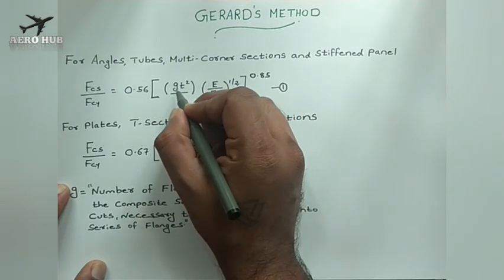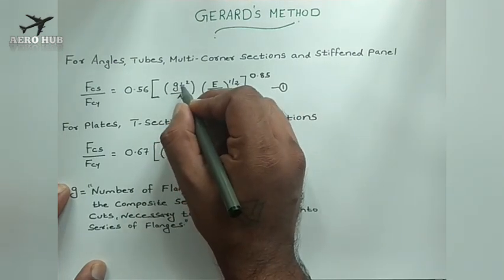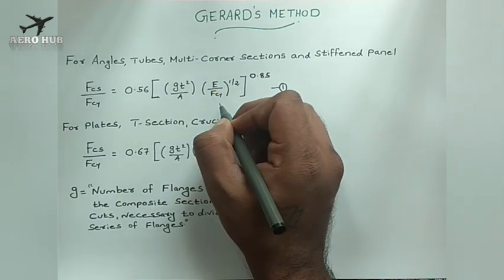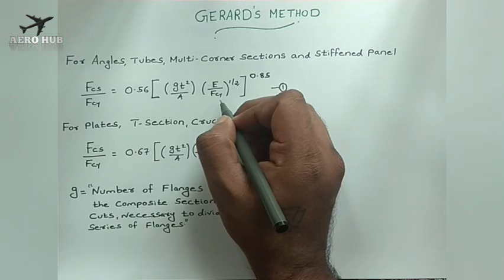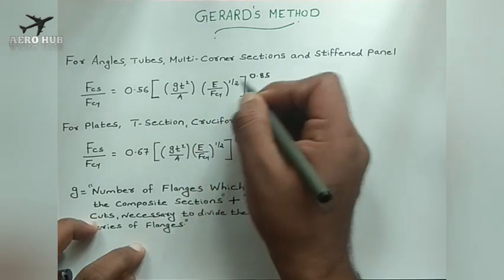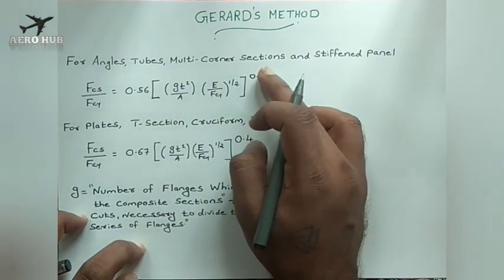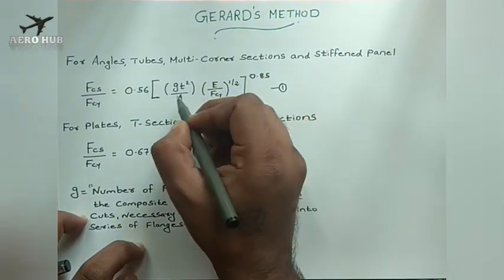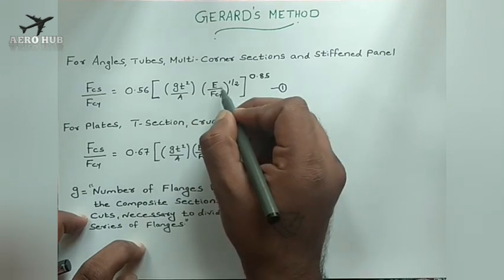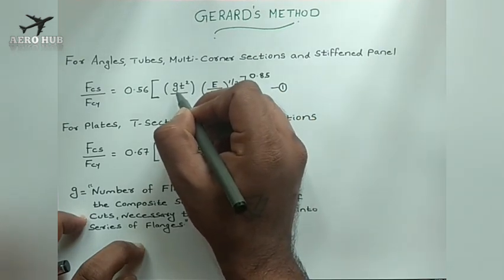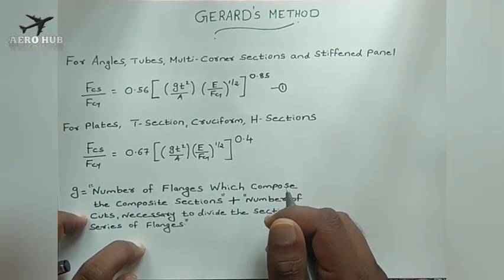We will compute the value of G. Then T is the thickness, A is the area, E is the Young's modulus, and FCY is the compressive yield strength, E by FCY power 1 by 2, the whole power 0.85. This is for angles, tubes, multi-corner sections and stiffened panels. You are aware of thickness, area, Young's modulus and FCY. We don't yet know how to compute the value of G. We will discuss that soon.